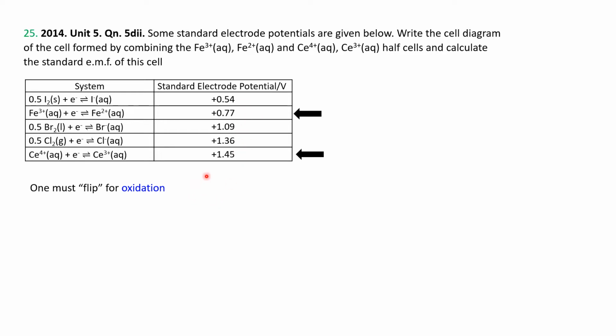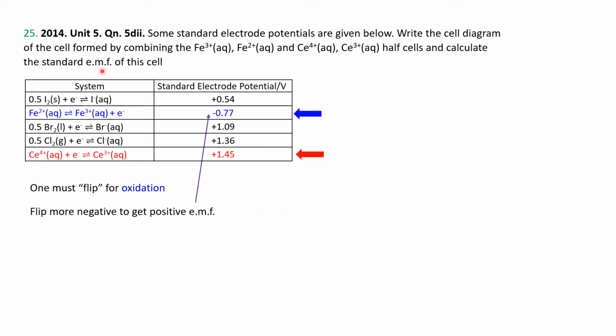Now the rule that we talked about earlier is that you flip the more negative one so that you end up with an even more positive EMF. So that means we're going to flip the iron to turn it into the oxidation. So the iron's going to be an oxidation after flipping. The cerium is going to be the reduction. So there we are, nicely flipped.